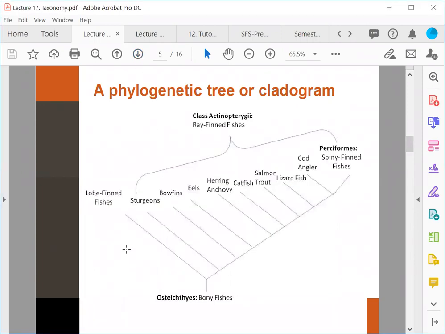Okay, and here's another example of a phylogenetic tree, and this one does have a base. It is rooted, and we can see the common ancestor of all these different fish here in the bony fishes.